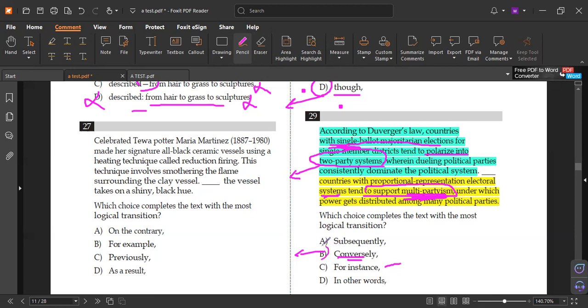So you compare between two countries, so it must be conversely. This is not an example, not the same idea. This is not the second action happening after this action. So A is wrong. That's all. Is it clear now?